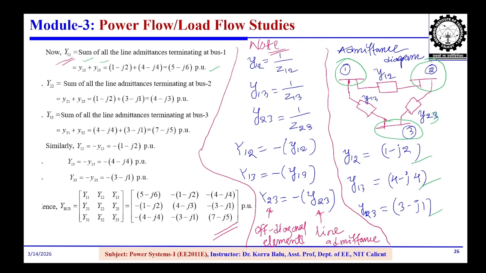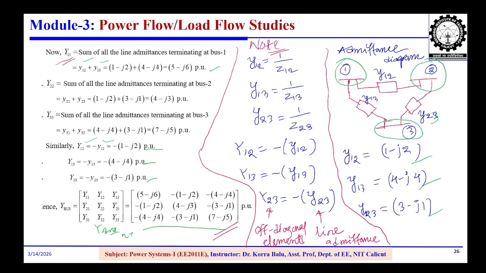Now we can consider the half diagonal elements, which are the transfer admittances. So capital Y12 is equal to minus small y12. We will consider this value and represent it in the admittance matrix, which we can say is the Y bus.